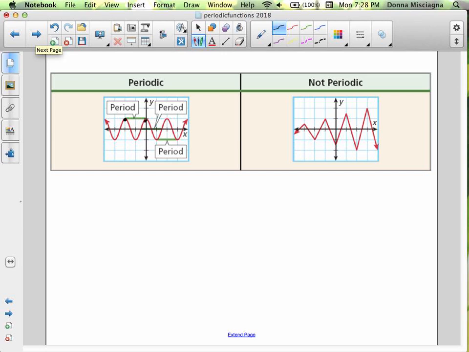But if I'm looking here, my graph repeats itself here. Either way, it's the same distance. I guess I should have used different colors. So this right here is also a period. The other graph is not periodic. It's not repeating itself. It's zigzaggy, but it's not the same zigs or the same zags. So not periodic, just to show you the difference.